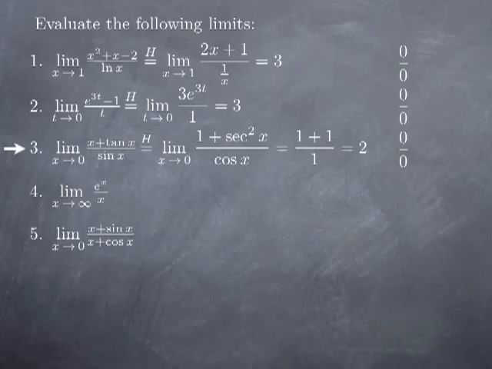I plug x equals 0 in this. At the top I have 1 plus secant squared of 0, that's 1 over cosine square of 0, and cosine of 0 is 1, so I get 1 plus 1. And at the bottom I have cosine 0, so just 1. So I get 2. This is my limit.